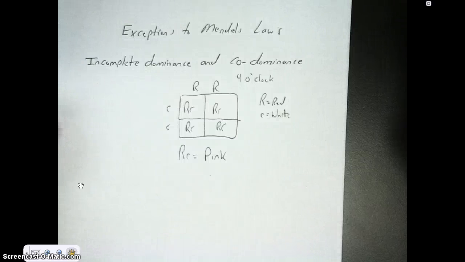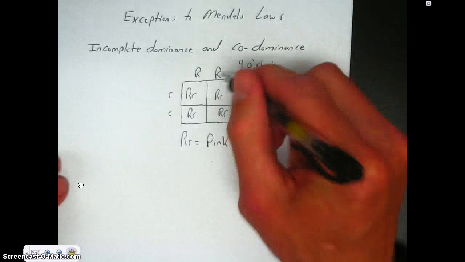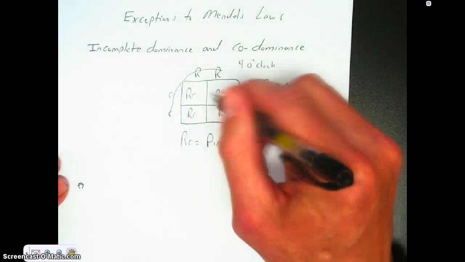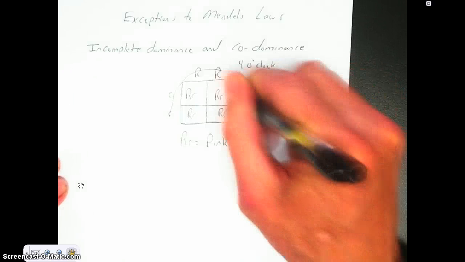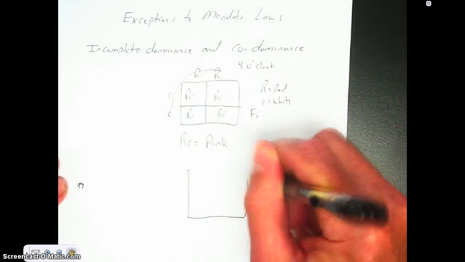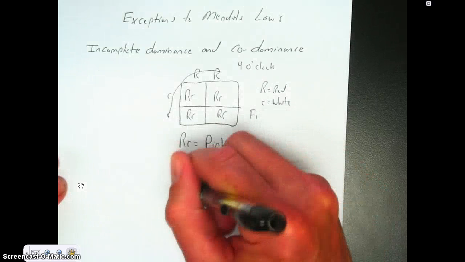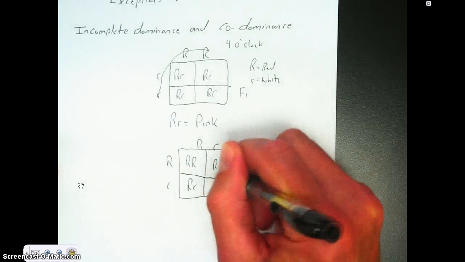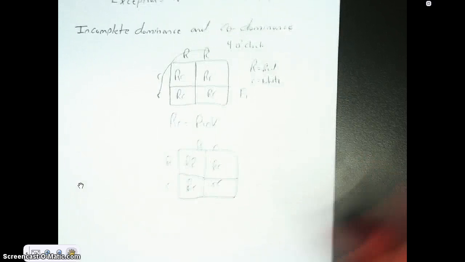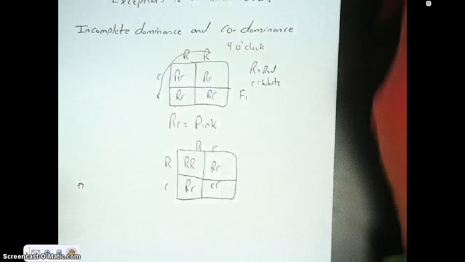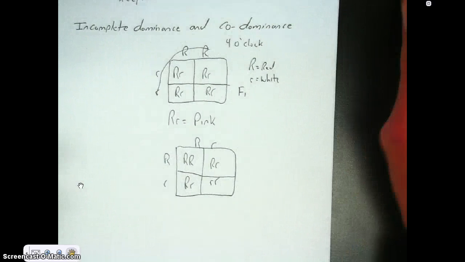How could I get red and white flowers back if I lost these plants? I could take 2 of the F1 generation, which are these guys that are all pink now, and if I took 2 pink flowers and mated them together, 1 out of 4 is going to be purebred red again, 2 out of 4 is still going to be pink, and 1 out of 4 is going to be white. This is what is called incomplete dominance.